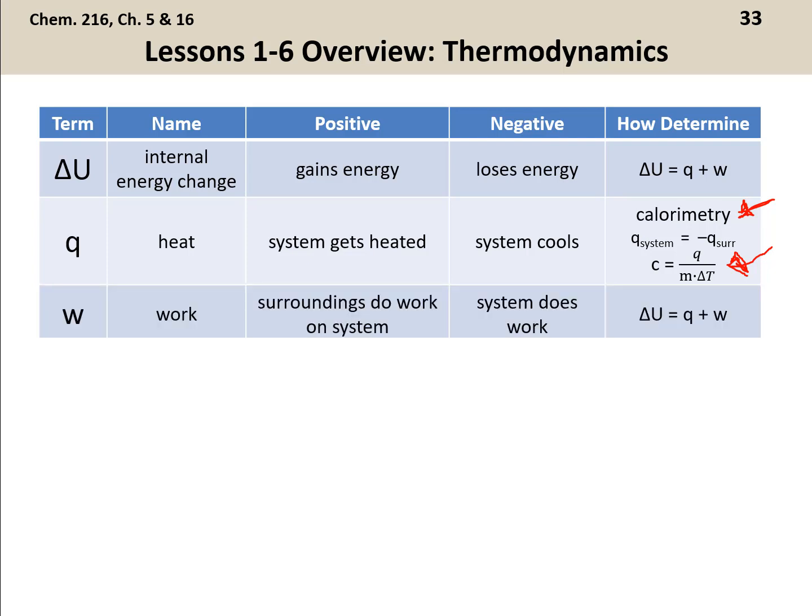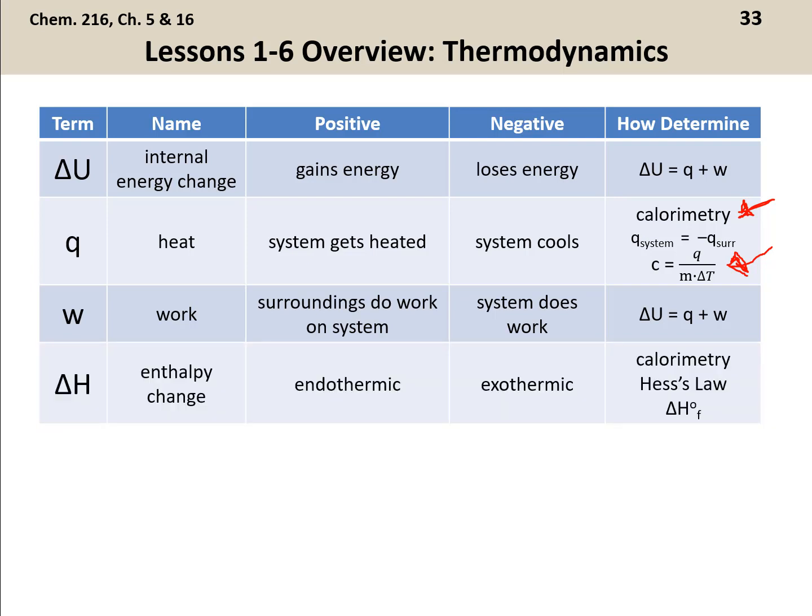We also have work, right? W is work. If the system does work, that means it's either expanding or something like that. That means W is negative. If work is done on a system, that means it's positive. Okay? We really didn't use work much. The only thing was delta U equals Q plus W.